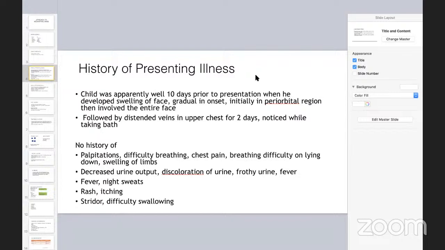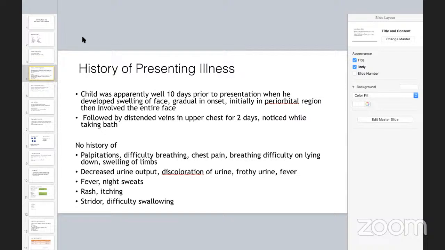Fever and night sweats, sir, could also be seen in any underlying infectious cause that the child might present with. It could be seen in cases such as tuberculosis, or if we have any mass, any lymphoma that is coming with an acute presentation. Rash and itching if there's any allergic history. Stridor and difficulty swallowing, since the child is presenting to us with distended veins in the upper chest, there might be any other mass in that similar region that might be causing compressive symptoms. So with that, we could rule out stridor and difficulty swallowing.